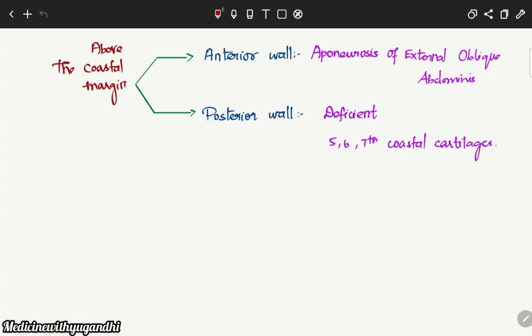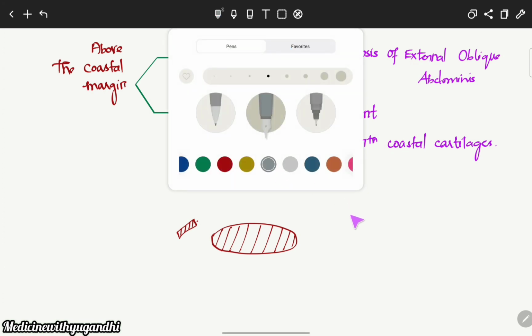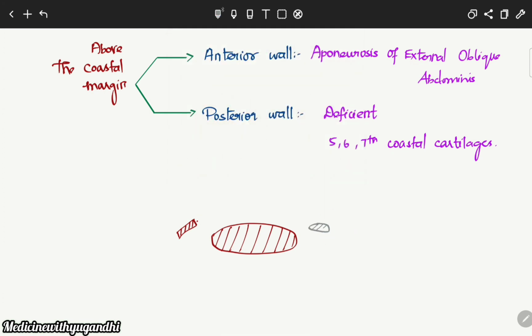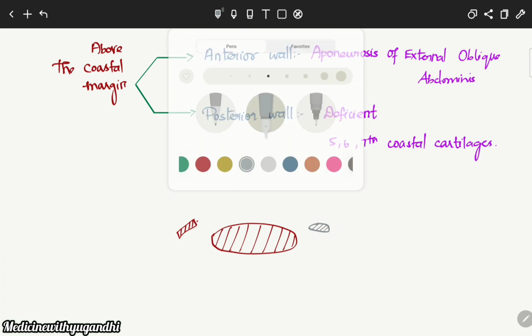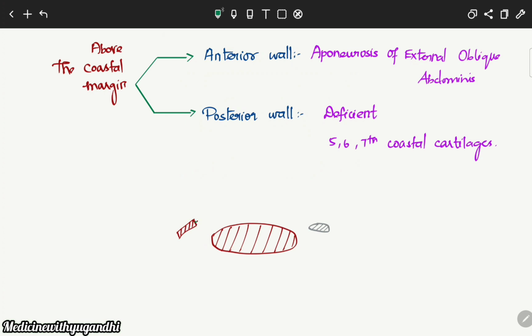Now I am going to draw a line diagram representing the transverse section through the rectus sheath. So this is the rectus abdominis muscle. Consider this as the anterior side and this as the posterior side. Here you could see the rectus abdominis muscle, and this is the xiphoid process on the medial side. And this is the aponeurosis of the external oblique abdominis muscle.